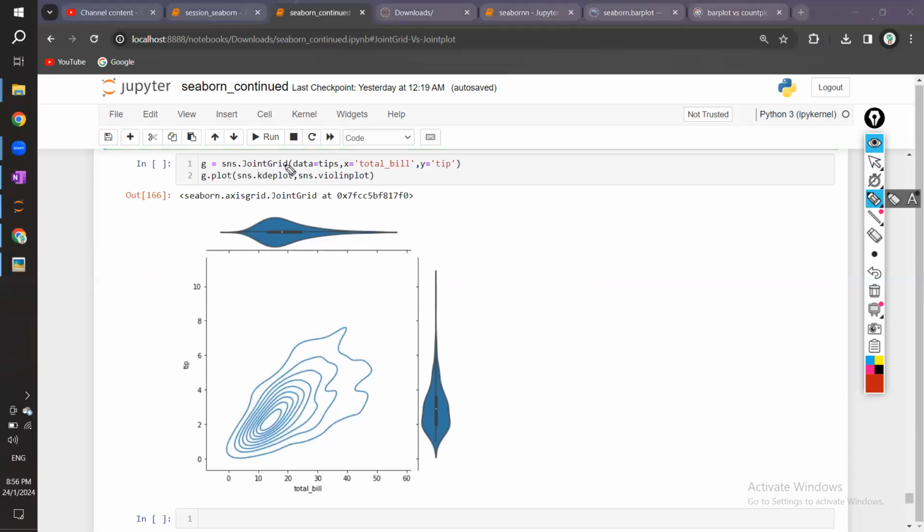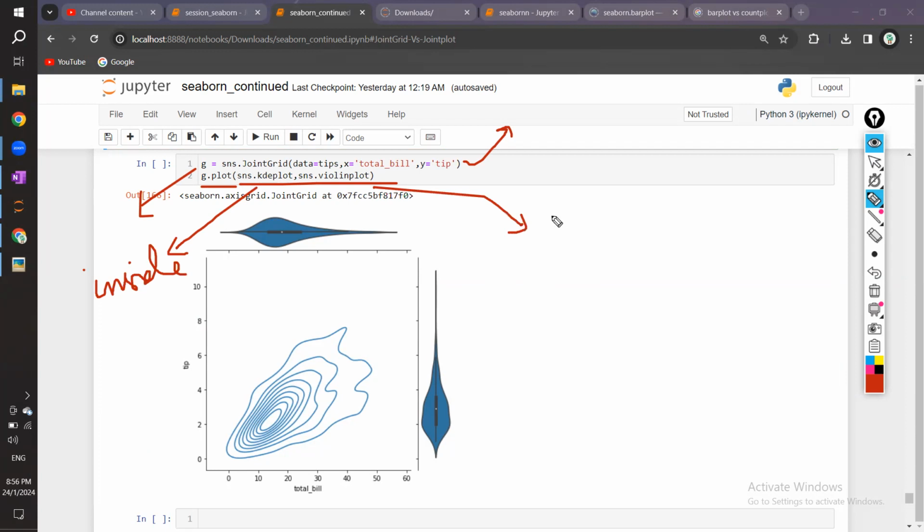Then you can also draw something like this. Here I'm saying sns.JointGrid, data tips, x. This is a JointGrid object. On this grid object, I'm saying draw two graphs. One is kdeplot, the other is a rugplot. The first one is for the inside, and in the second parameter we specify what goes on top of this graph. So inside this you are having KDE.